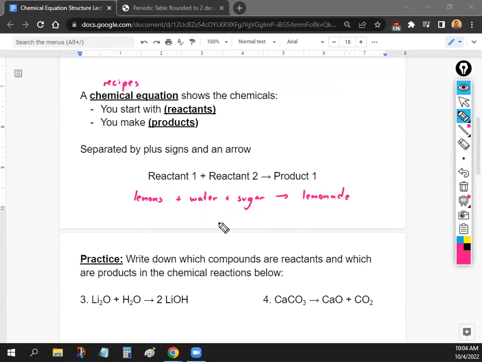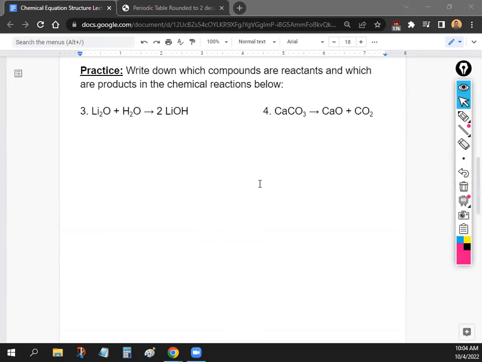All right, so this is what a chemical equation basically is. It's a recipe. It tells you what you start with and what you make. Now, obviously, we're not going to be talking about lemonade when we do the chemical equations, but this is a good way to know how to write one. Your starting materials are going to combine to make an ending material. So let's look at a couple examples of chemical equations with molecules inside of it, okay? So we're going to do 2 examples.